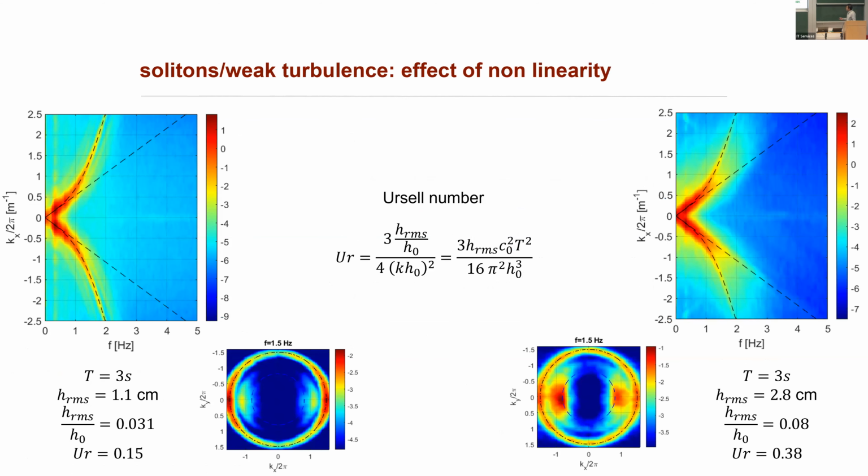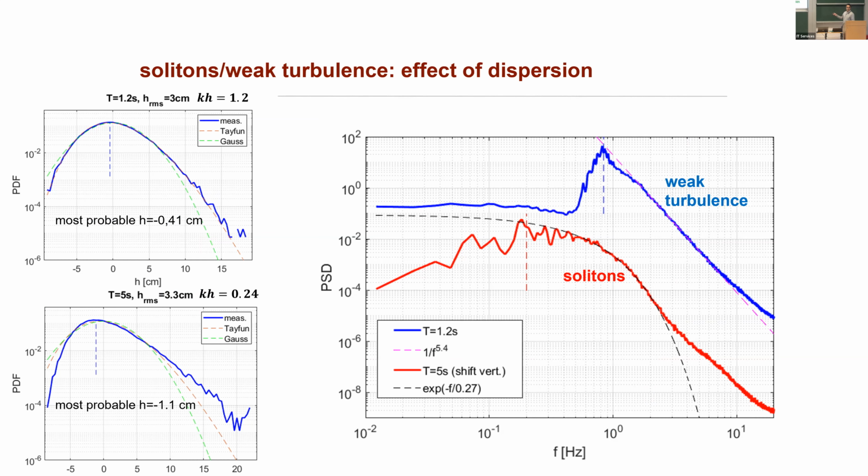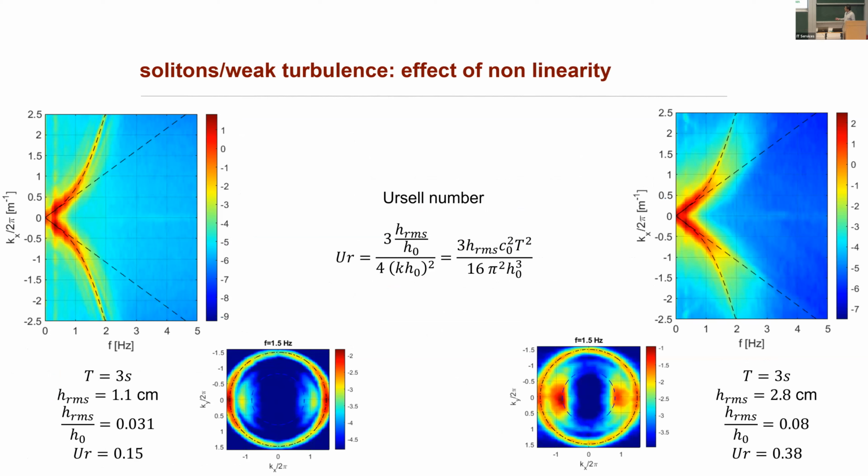So again, let me come back. That's an effect of dispersion between these two experiments. The RMS, the root mean square elevation of the wave, is almost the same, and we change the dispersion. Now we can also change the nonlinearity. In that case, we take a low frequency forcing of 3 seconds, so it's still in the shallow water regime. But the difference between these two experiments is that now the root mean square elevation is much weaker here than there, so the nonlinearity is much smaller.